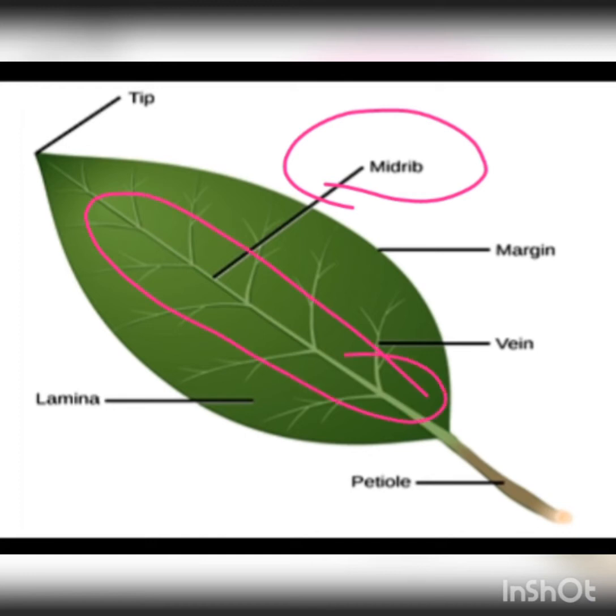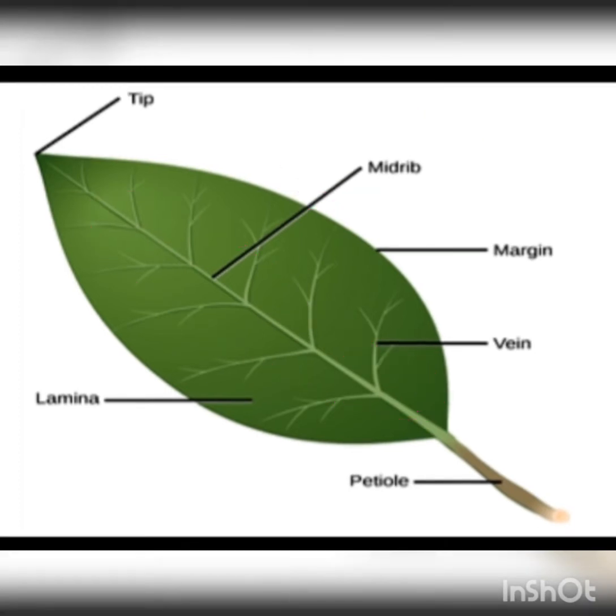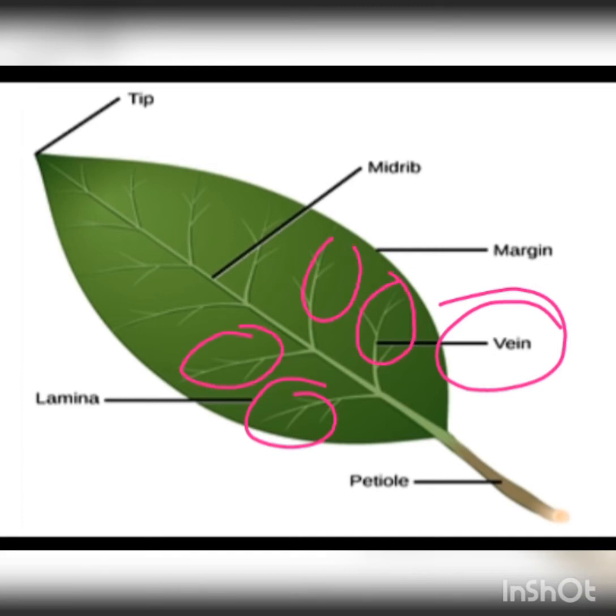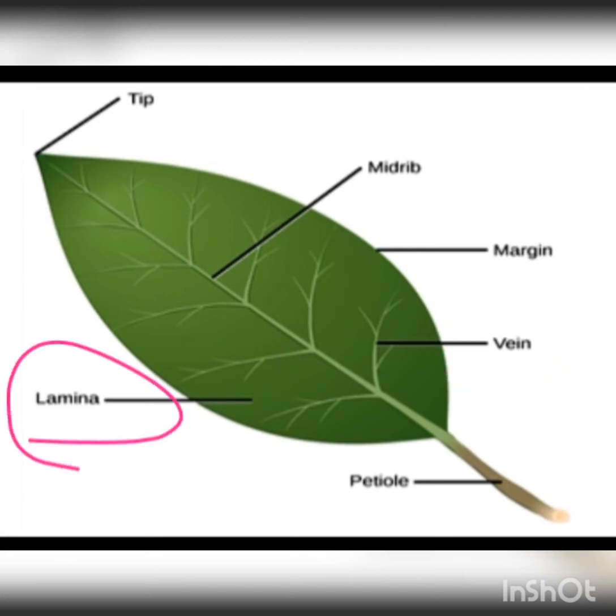This line is midrib. Next part of the leaf is vein. What is vein? Veins are the thin lines branching from the midrib of a leaf. These are veins and these branch from midrib. Next part of the leaf is lamina. What is lamina? Lamina is the broad green part of a leaf. This broad green part is lamina and lamina is also called blade.